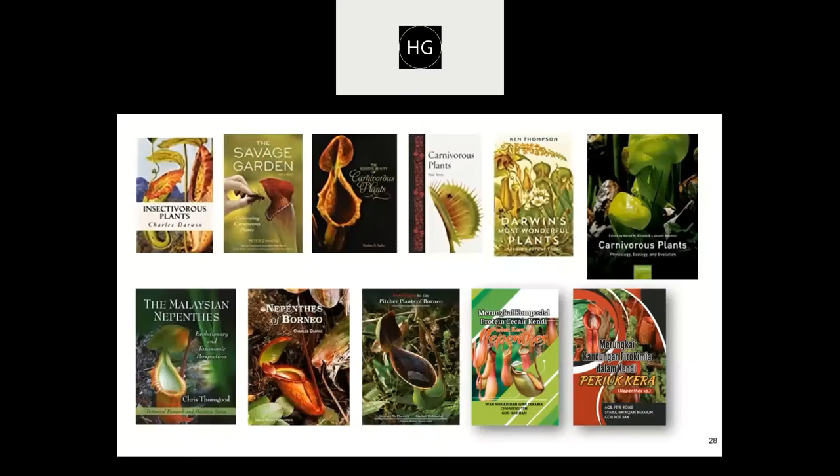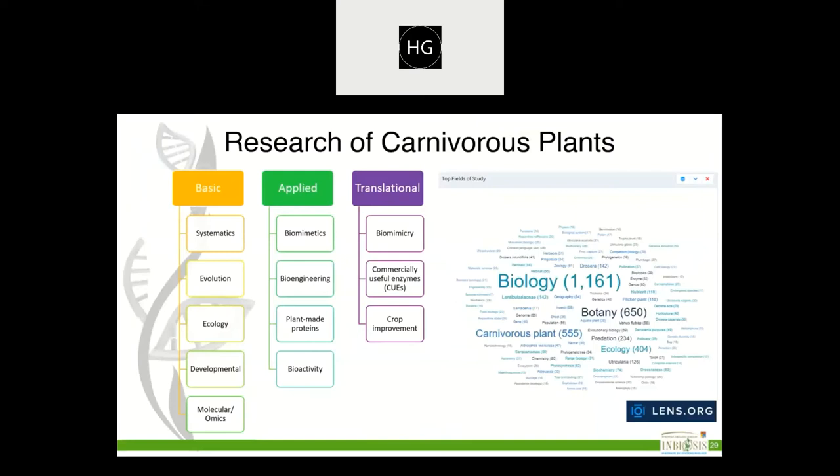Actually, in real life, a lot of researchers are interested and keen on carnivorous plants due to their very special characteristics. You can refer to this nice book. The latest textbook would be this one from Oxford publisher, and you can learn more from that. From my literature review, I noticed there are three different types of research with carnivorous plants, from the basic, involving systematic botanical evolution, ecology, and development of the carnivore organ, to omics discovery applied to biomimetic materials for bioengineering, plant-made protein, as well as bioactivity of compounds from the plant itself, to translational or biomimicry, commercially useful enzymes, and also crop improvement for stress resistance.